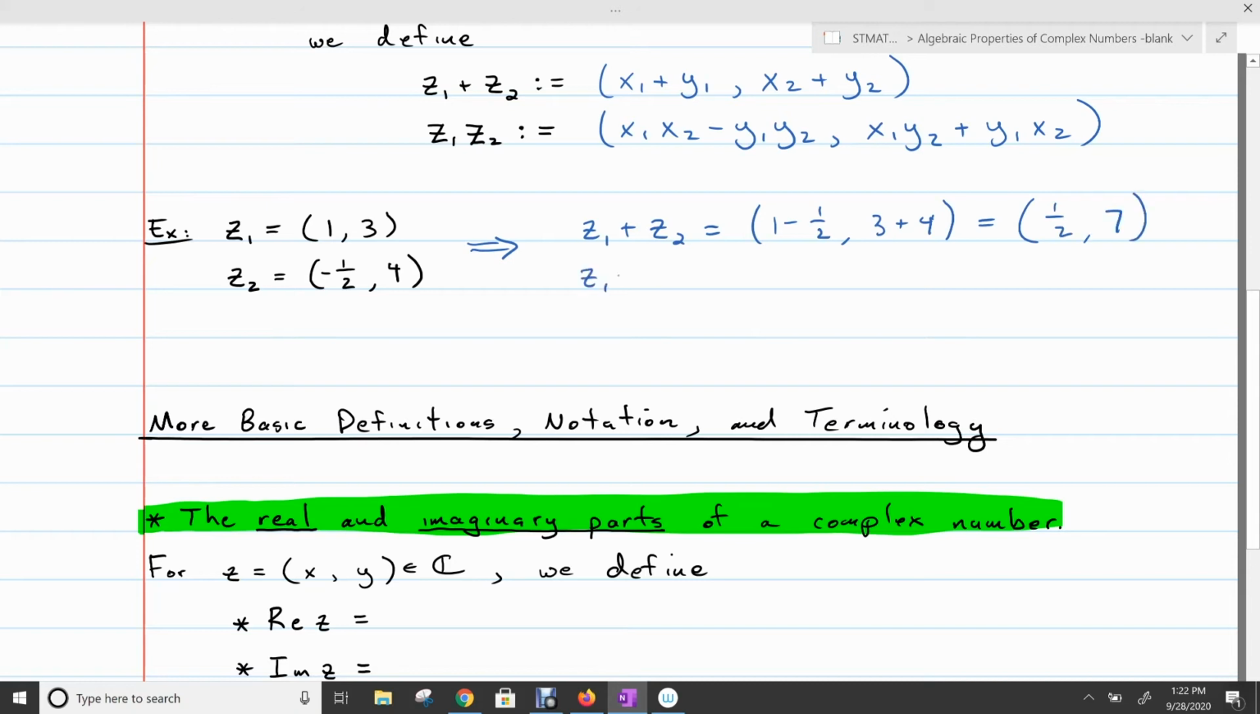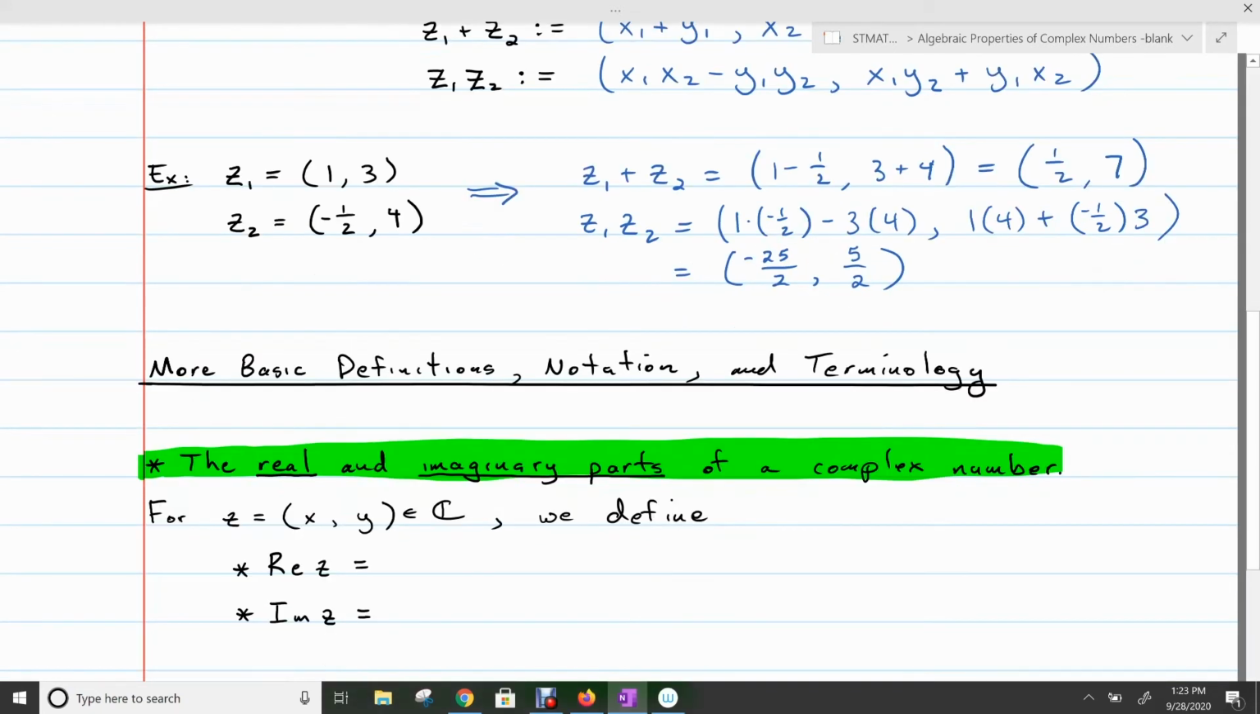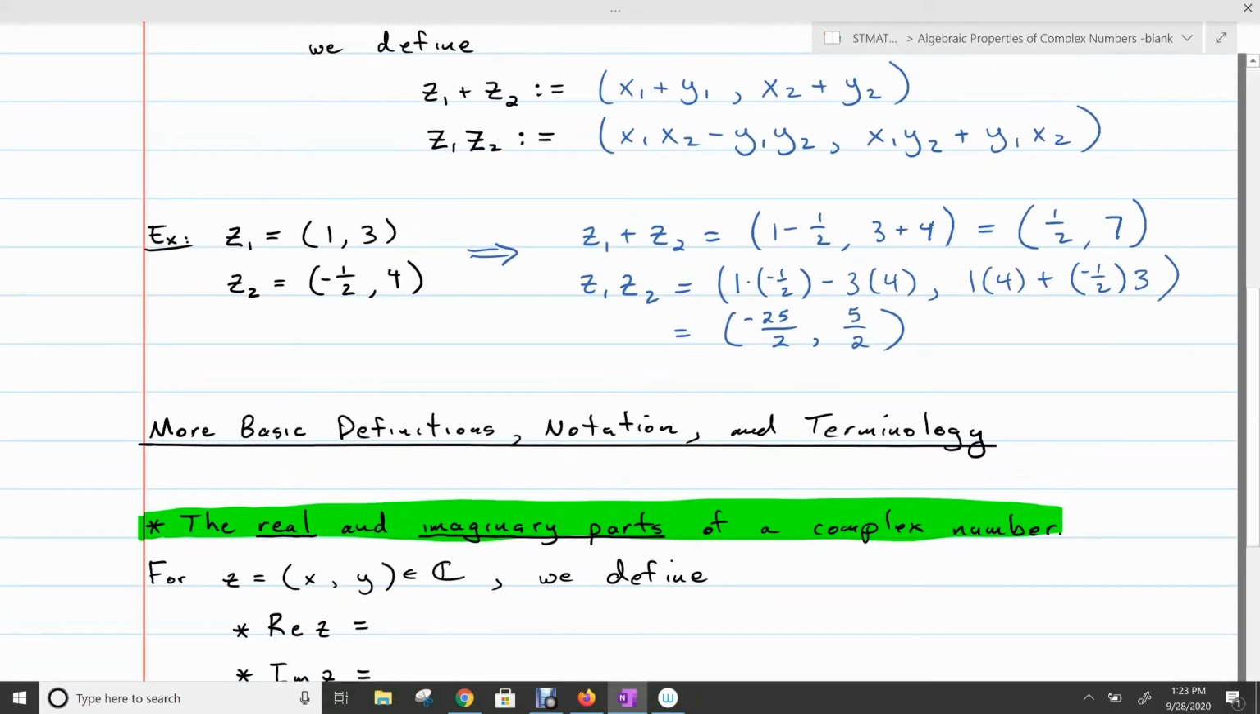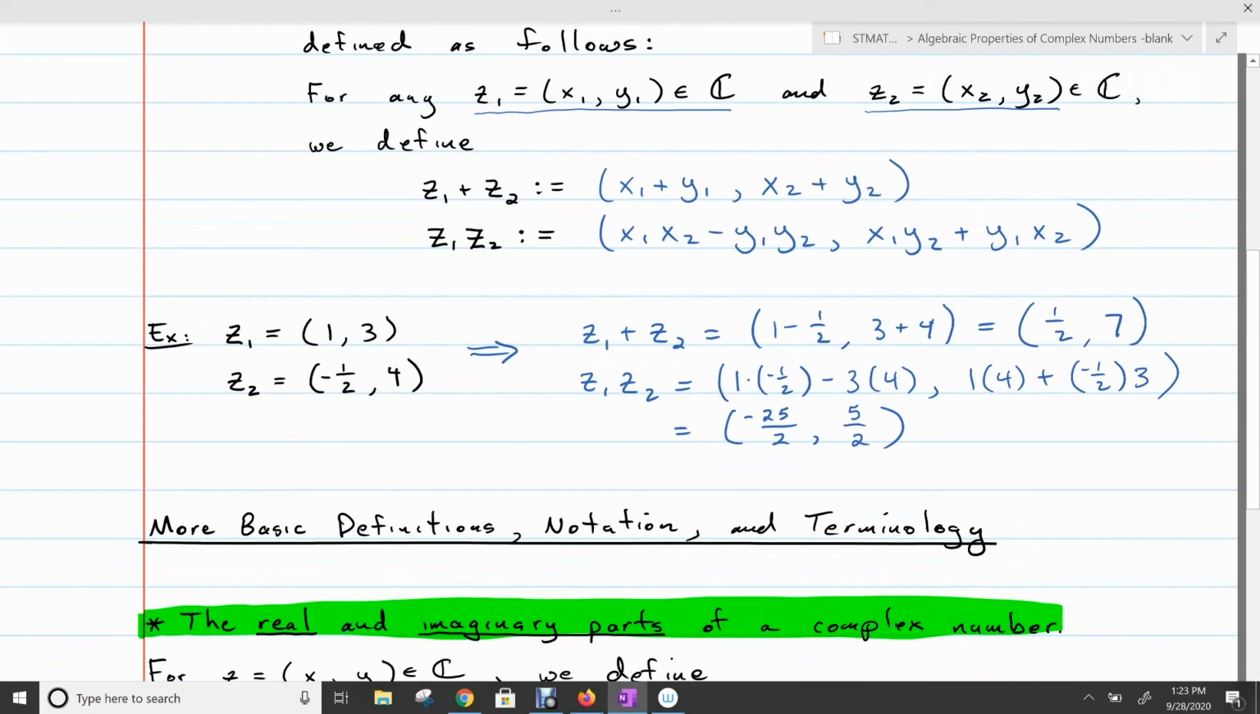And then z1 times z2. I'd do x1 times x2, so 1 times negative 1/2, and then minus the product of the y components, so minus 3 times 4, comma, then you do x1 times y2, so that'd be 1 times 4, plus x2 times y1, so that'd be negative 1/2 times 3. And of course you could simplify that down a bit. Negative 1/2 minus 12, that'd be negative 25 halves, and then you'd have 4 minus 3 halves, so 5 halves. Okay, so the moral of the story here is that addition and multiplication of complex numbers is not that complex.